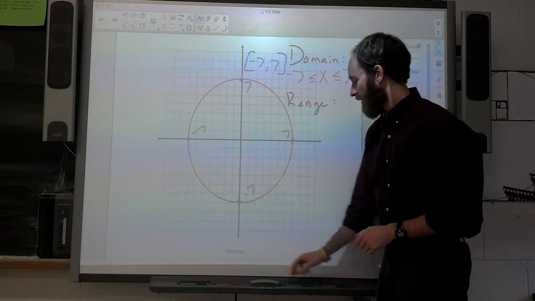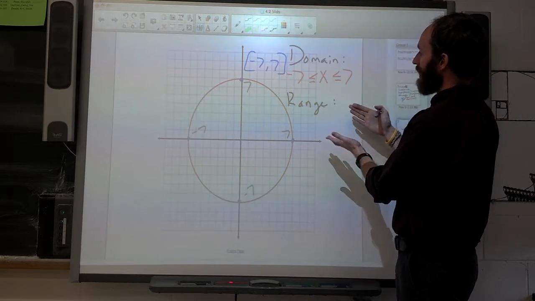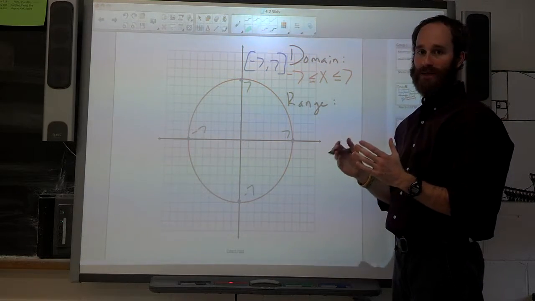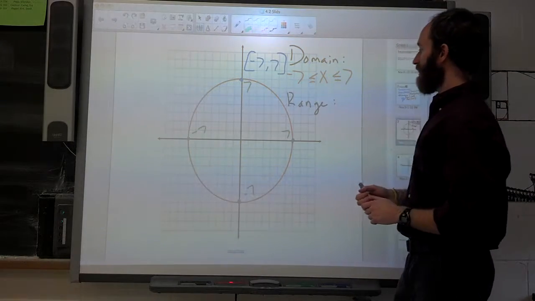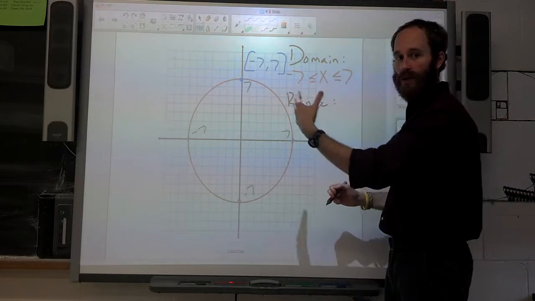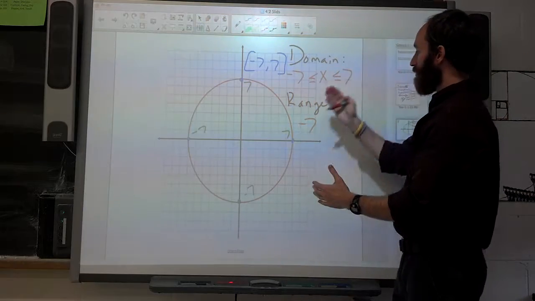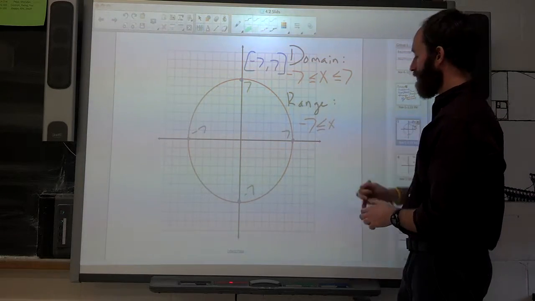So our range, I will do it in red. We know that our range is going to be actually the same answer as our domain because we have a circle. It's going to be equal distance from the origin. So it's going to be a negative 7. Usually always write your negative on the left side, your positive on the right side. Negative 7 less than or equal to x. Whoops, my mistake.